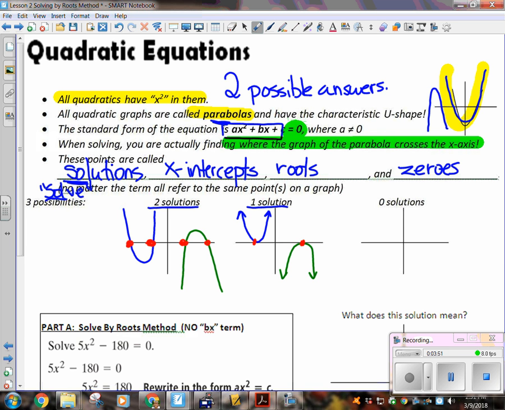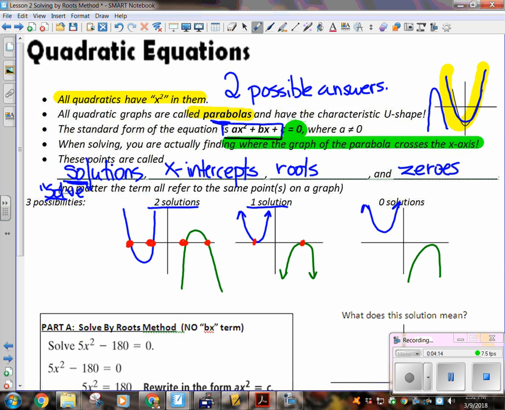Now, you can have 2 solutions, can have 1 solution, can also have 0 solutions. What do you think it looks like if it only has 0 solutions? It doesn't touch, well, it can touch the y. I'm not really worried about the y. But it doesn't touch x. In other words, it doesn't come down far enough to even touch the x-axis.